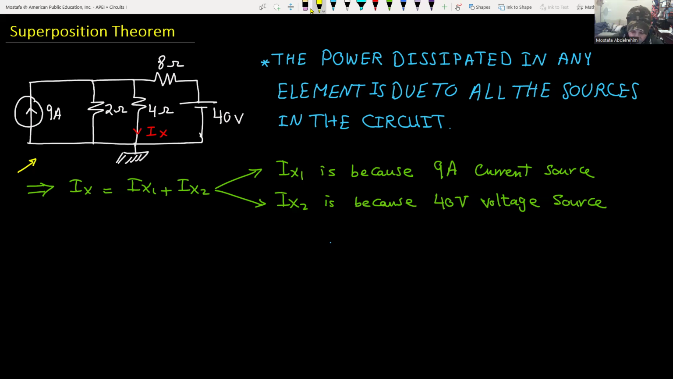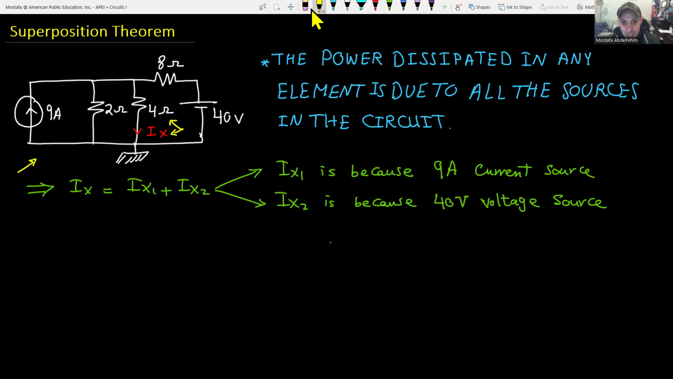So, in this circuit, let's assume we want to determine Ix, which is the current flowing in the 4 ohm. We can say theoretically that Ix is equal to Ix1 plus Ix2, two components because we have two sources, where Ix1 is because of the 9 ampere current source, and Ix2 is because of the 40 volt voltage source. So if we could determine Ix1 alone and Ix2 alone and add them together, we can find Ix.